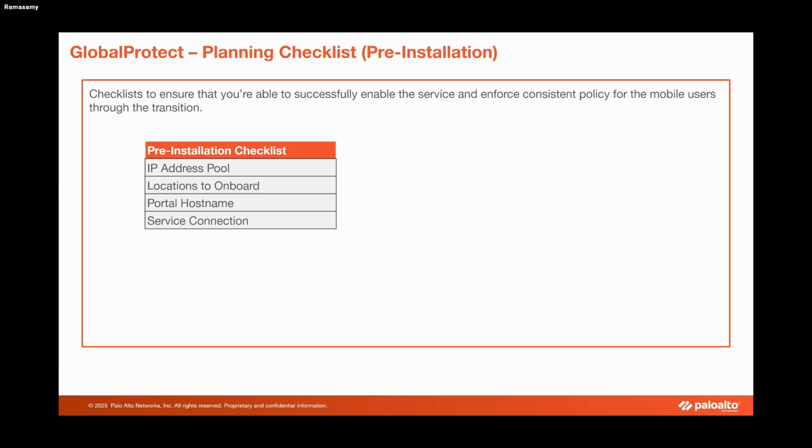Locations to onboard. Choose the closest location to your users. A common practice is to divide locations by geographic regions. Again, we will look in detail in the next slides at how GlobalProtect selects the gateway. Portal host name. Choose a portal host name to be used as a default domain name, or you can use a custom one. The name will be published to the public DNS server, and it handles all the certificate generation if you are using a default domain name.